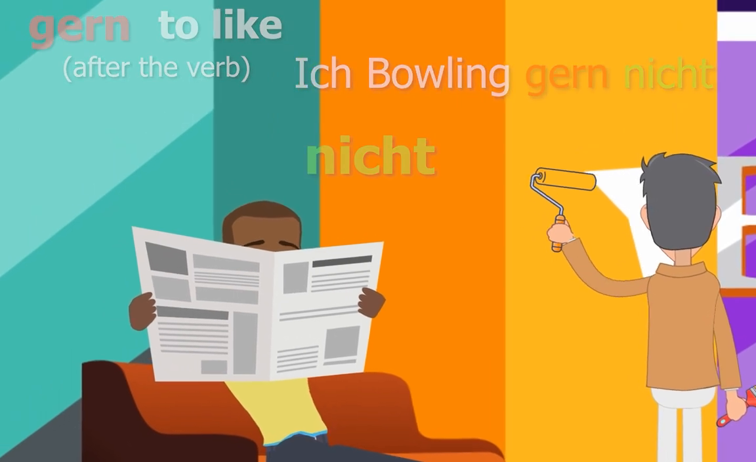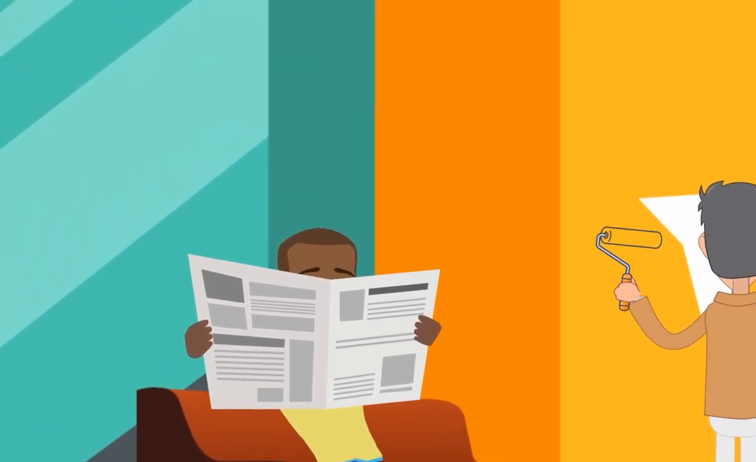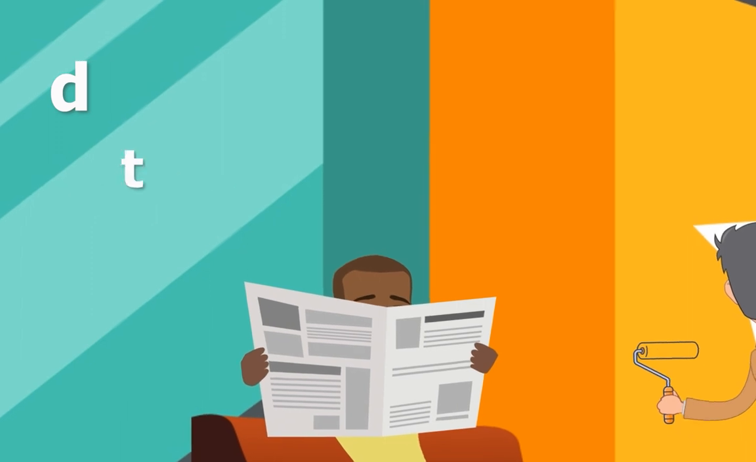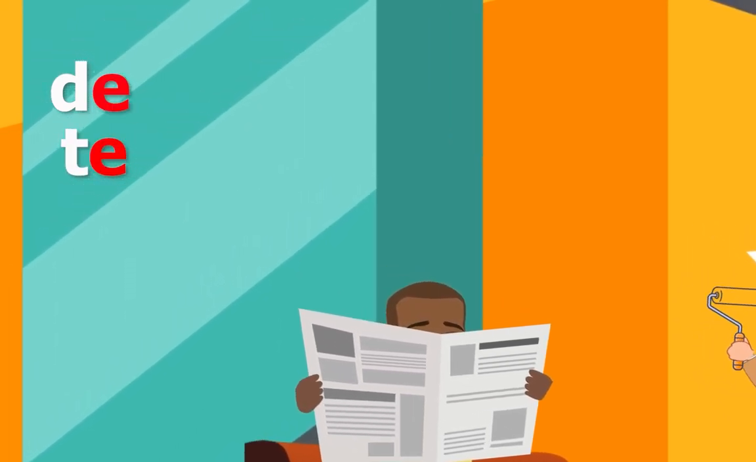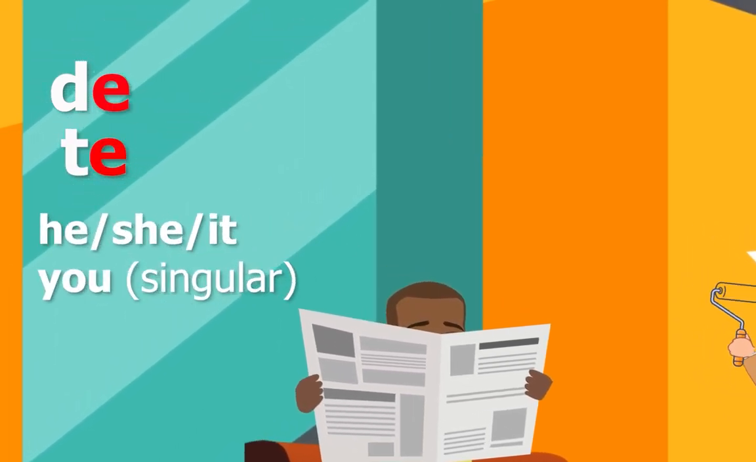One last thing to remember. With regular verbs that end with d or t, an e will be added for the he, she, it, and singular you cases. This makes it easier to pronounce. It also avoids doubling, or in some cases tripling the letter at the end.